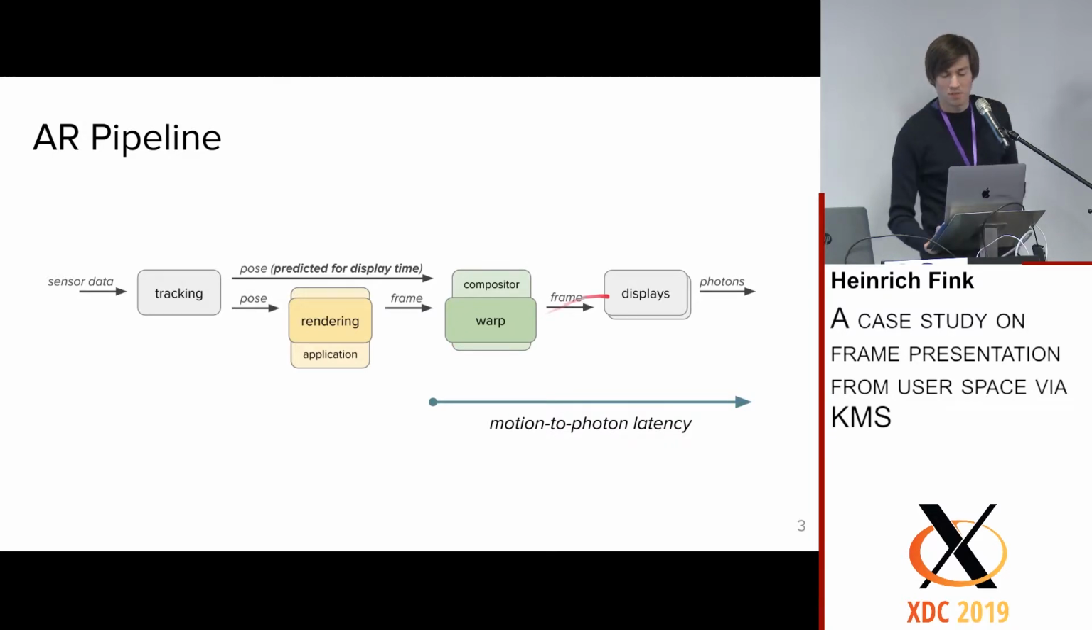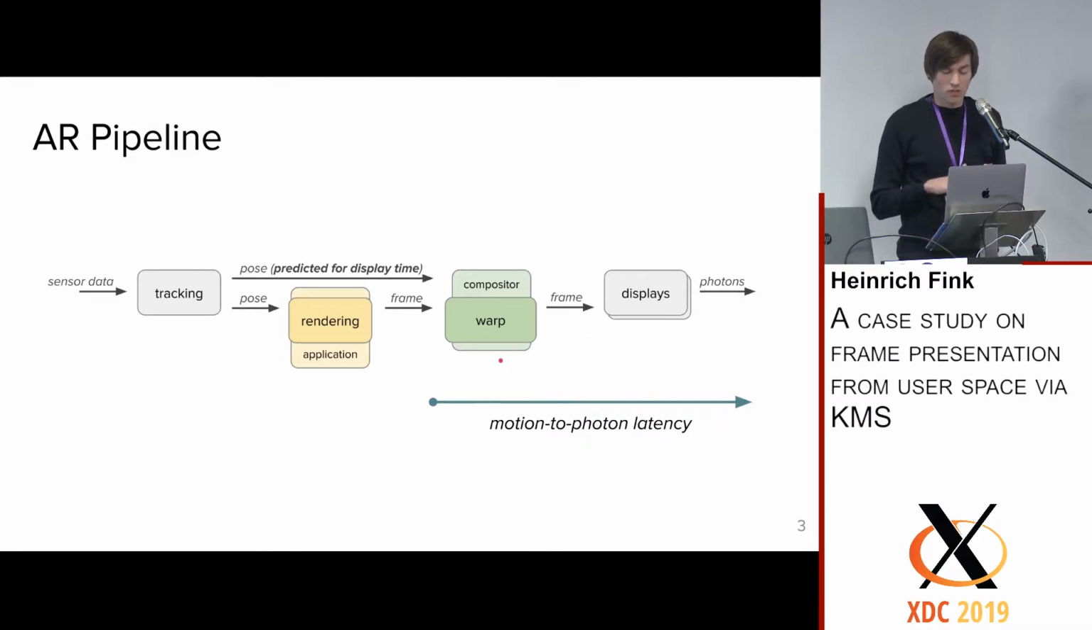Then eventually this frame is being sent to the displays. The displays emit the photons reaching the user's eye. And there's a very important characteristic of an AR system, and that's the motion to photon latency. And by using this compositor stage between the app and the actual scan out, you can reduce the effective motion to photon latency from the point of the compositor up to the displays.